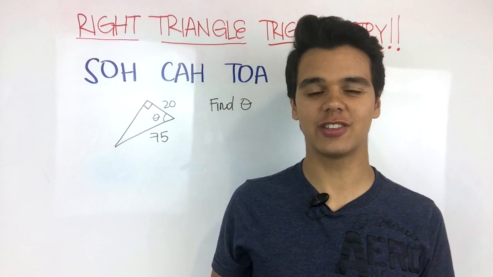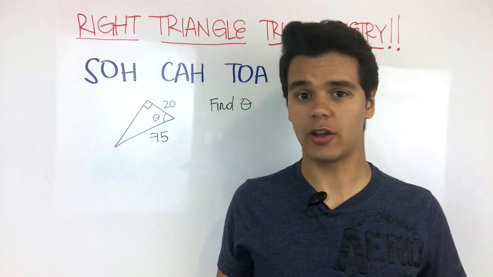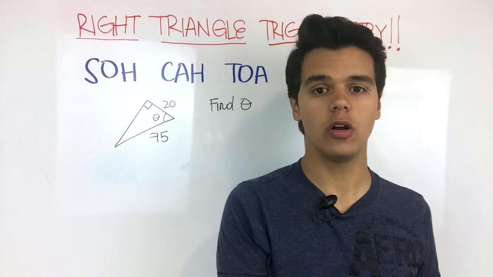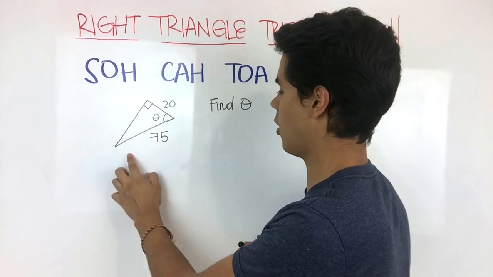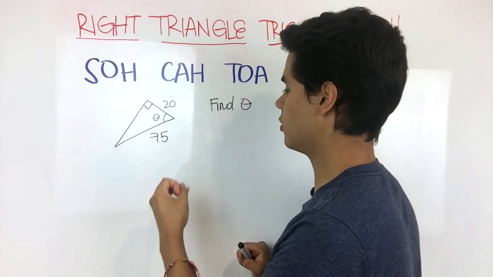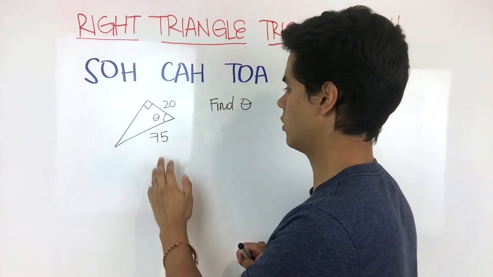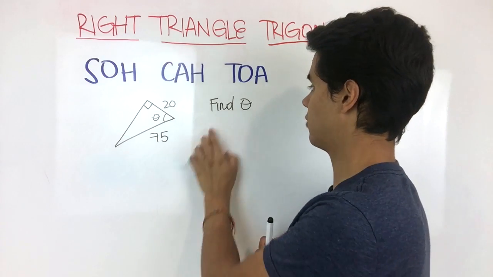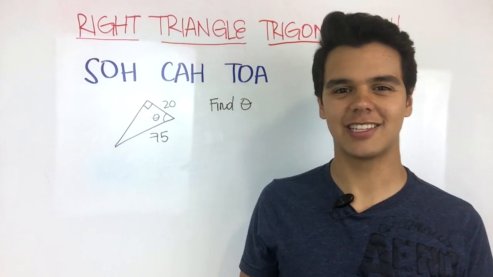Now for our second example, we have the following triangle. I couldn't come up with a situation in real life that would suit this triangle, but anyway, we have a hypotenuse that is equal to 75. It can be meters, yards, whatever you want, and one of the sides is equal to 20, and we have to find theta.